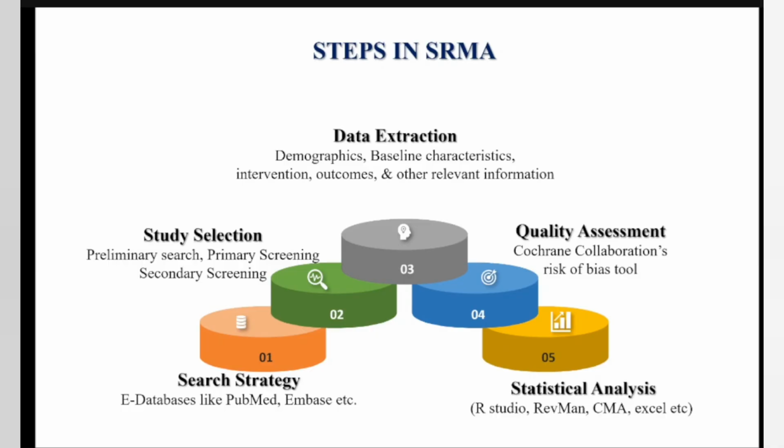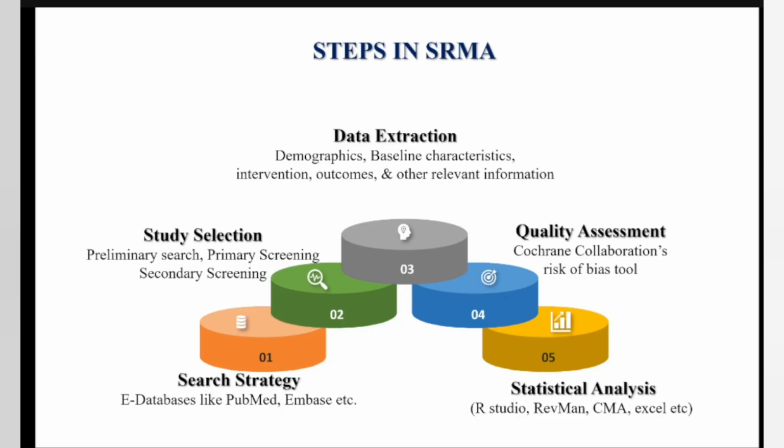Then we need to do the study selection, which is known as screening. We have two steps in the screening. The first step is TIAB screening, which we do on the basis of title and abstract. The second is on the basis of full text.